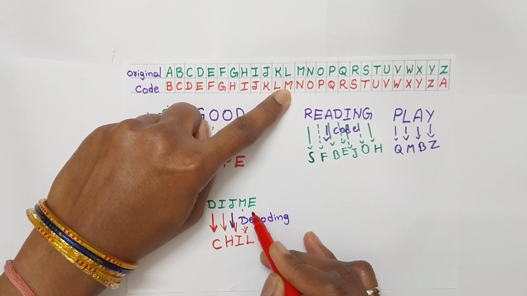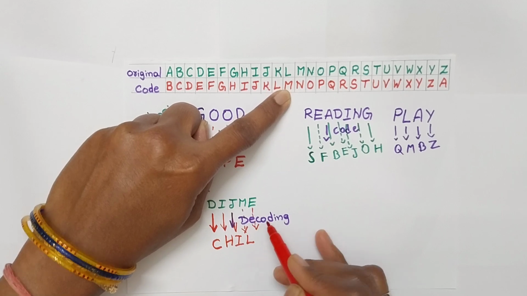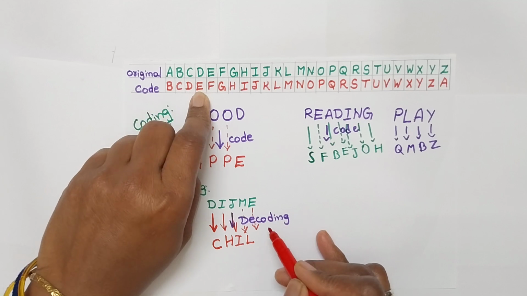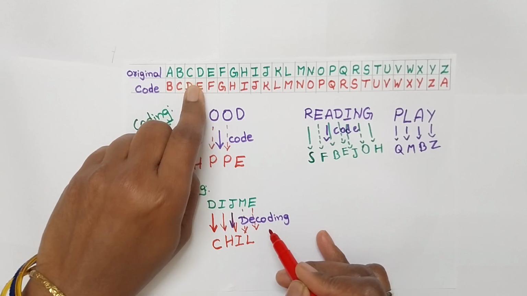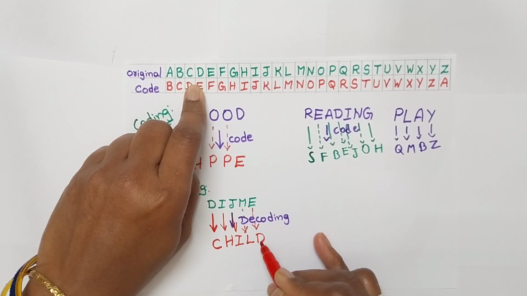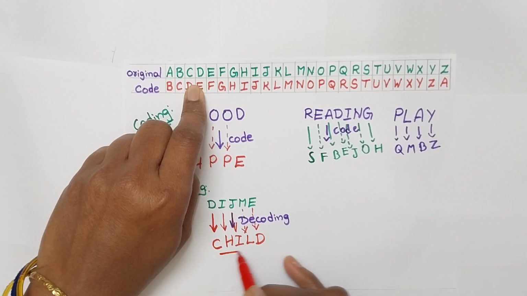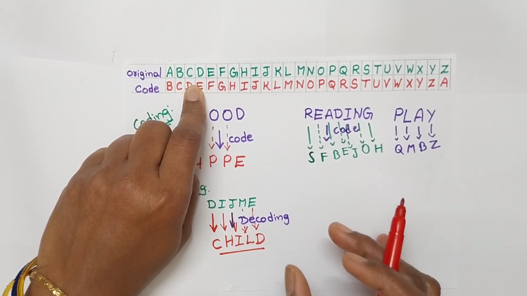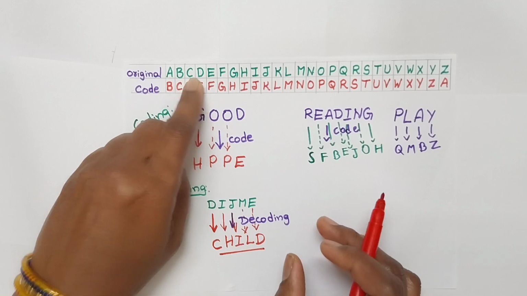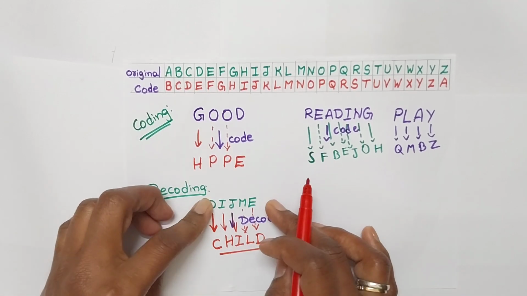And M in the second line is here, and the original letter is L. And the E in the second line is here. The original letter of E is D. Child. Child is the original meaningful word.